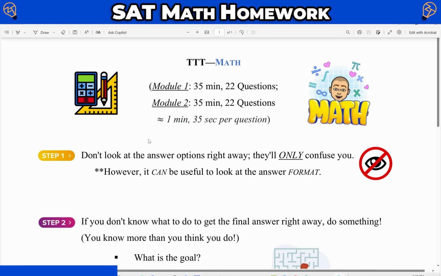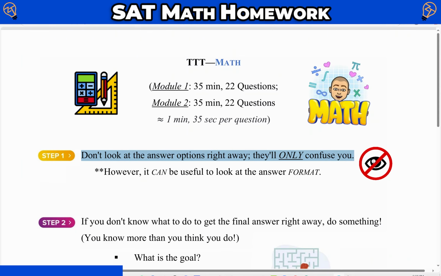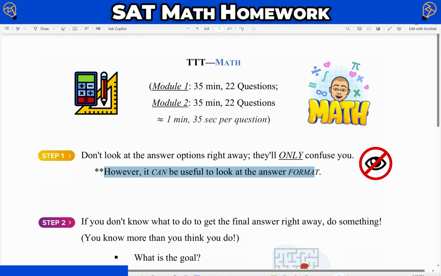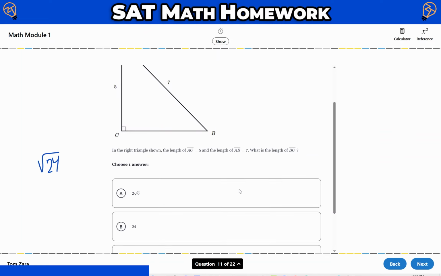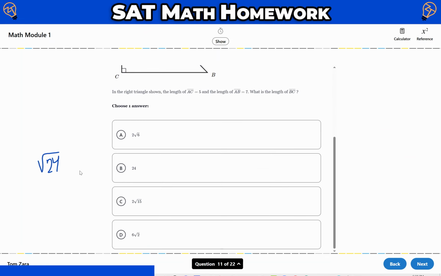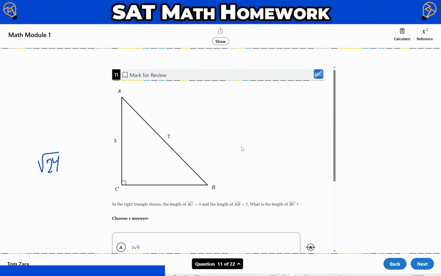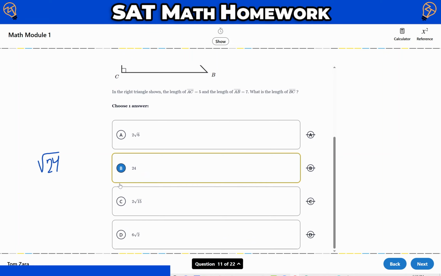And keep in mind, we always say don't look at the answer options right away, but it can be useful to look at the answer format. Well, in this case, we know that we got root 24 for our answer, and we can go ahead and look at the answer options and see, should I put this in the calculator? Well, no, none of these are decimals. Now, we could do some process of elimination. It's not 24, it's root 24.